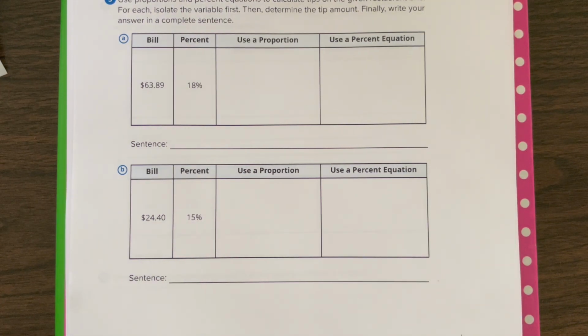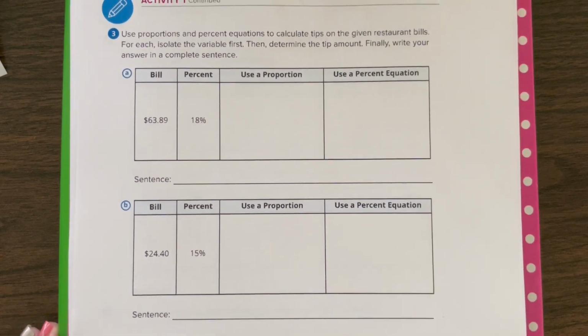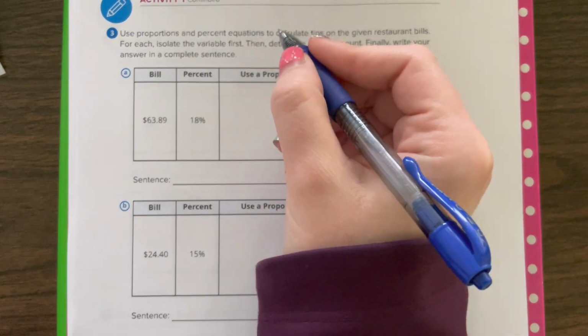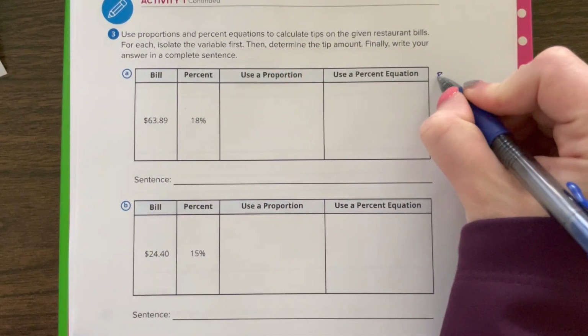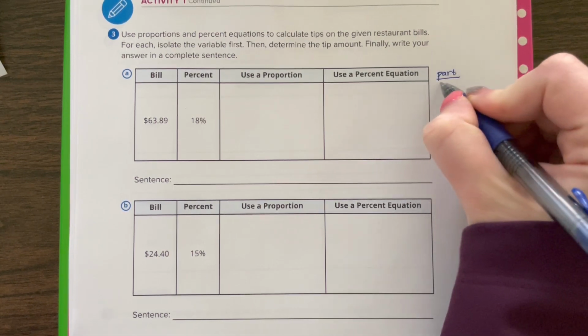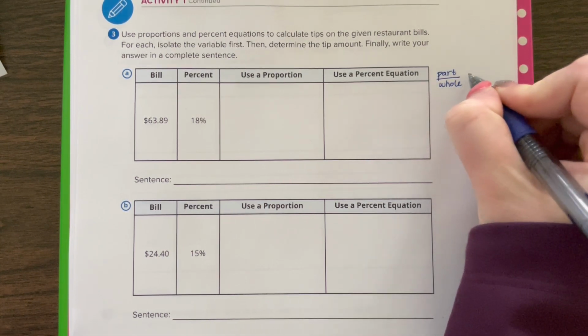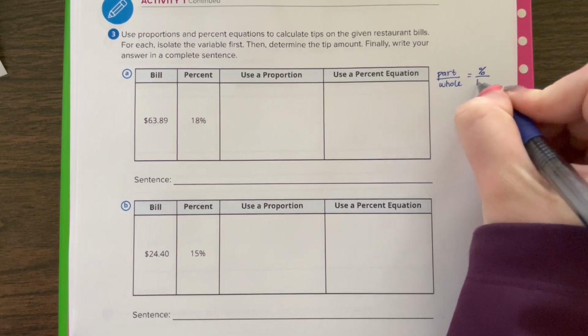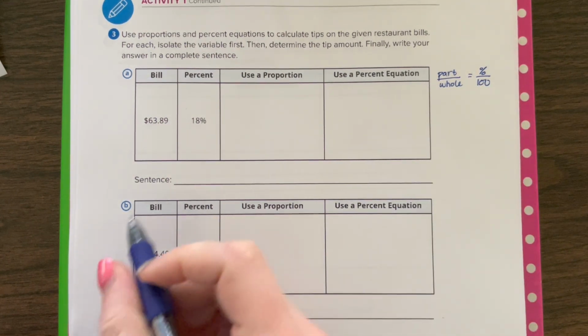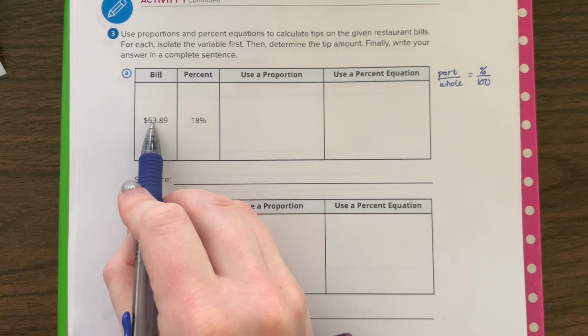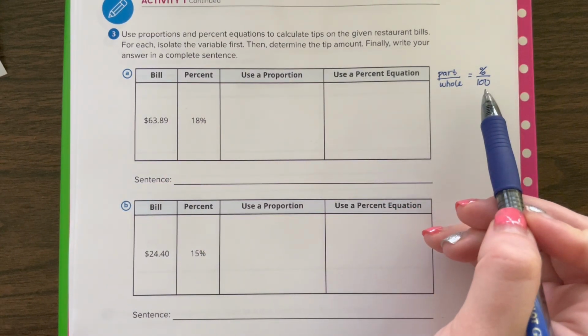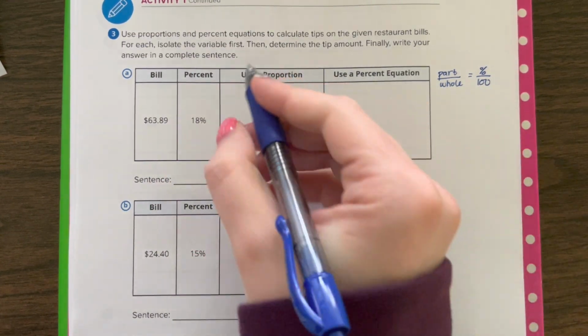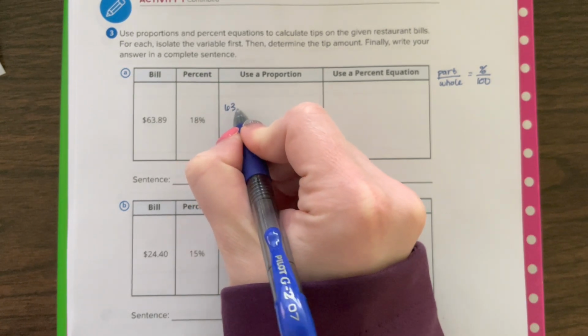All right, flip your page over. Let's do a couple of examples. So we're going to use proportions and percents to solve and calculate our tips. So for a proportion, remember we set up part over whole equals our percent out of 100. So in this case, it gives us our bill. So is that the part, the whole, percent, or 100? That's the whole. So it's going to go into our denominator.